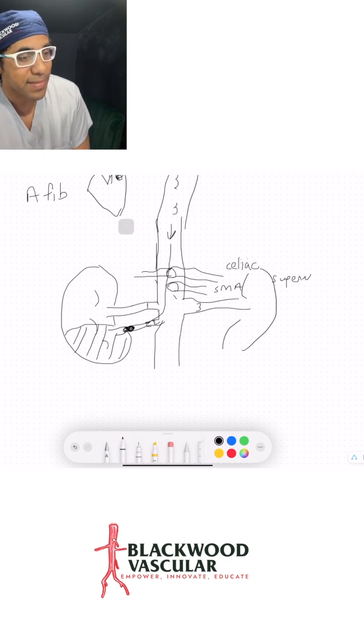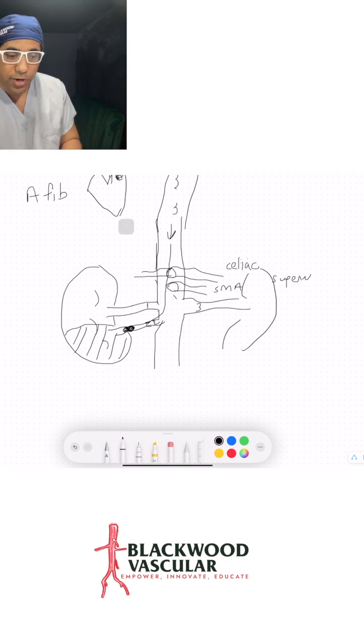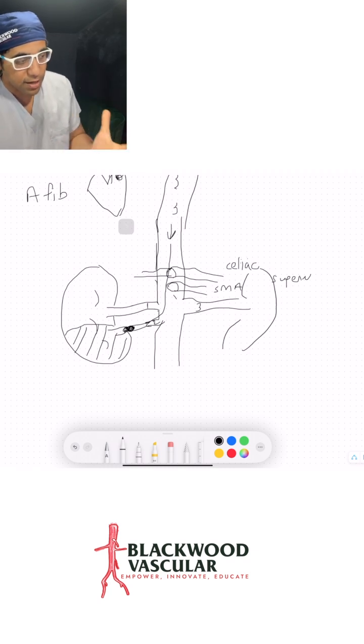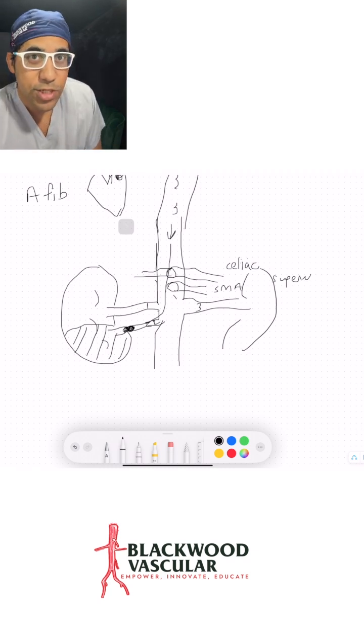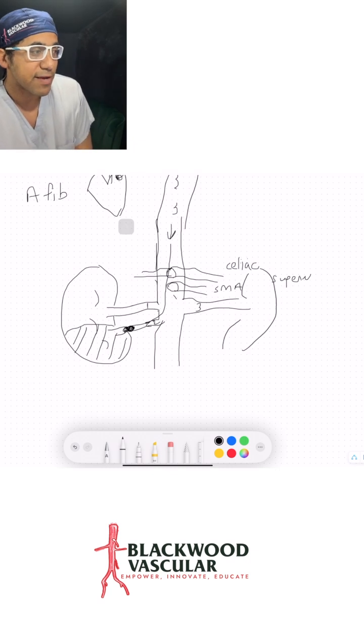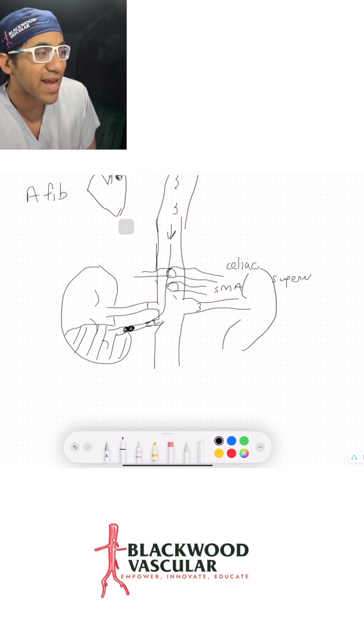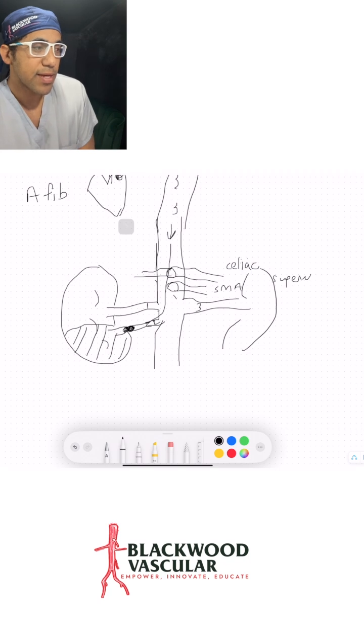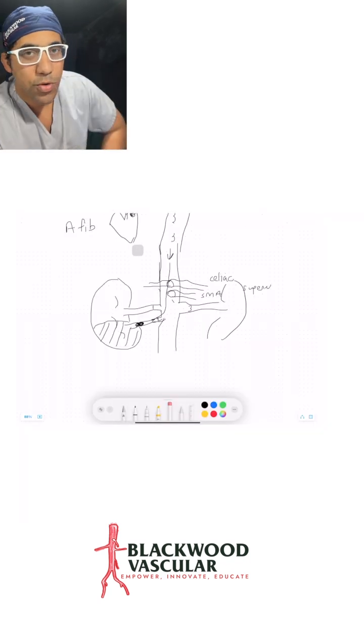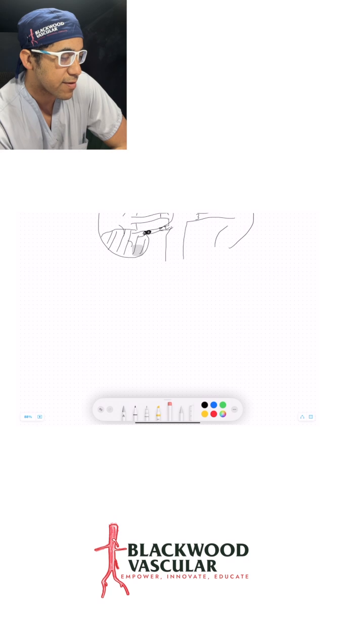So there are many anticoagulants available. Some are more expensive, some are cheaper, but they all have risks and benefits, and you can talk to your physicians about that. But the point is that AFib patients should be on some sort of anticoagulant therapy. So how would I treat this? Let's move on to treatment of this.